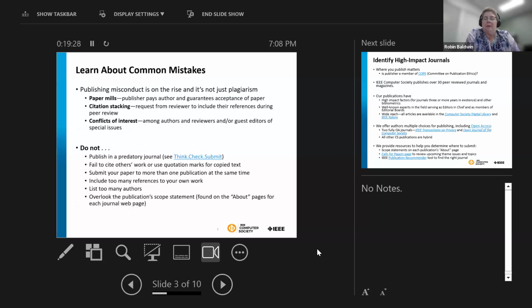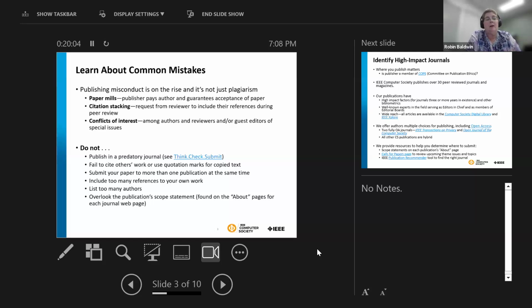These days, there's a lot of publishing misconduct, which is on the rise. And it's not just plagiarism, or copying someone else's work and pretending to use it as your own. There are some other forms of misconduct. These are just some examples that we have come across on our desks. One is paper mills, where a publisher pays authors and guarantees acceptance of papers.